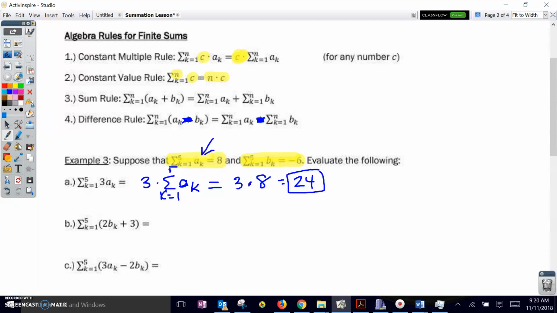Part B. The sum from 1 to 5 of the quantity 2b sub k plus 3. So using the sum rule, we can split this up into the sum from 1 to 5 of 2b sub k plus the sum from 1 to 5 of 3. And then further, using the constant multiple rule, we can bring that 2 out in front of the first summation.